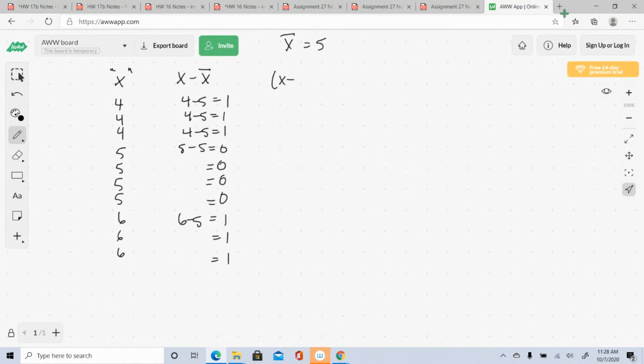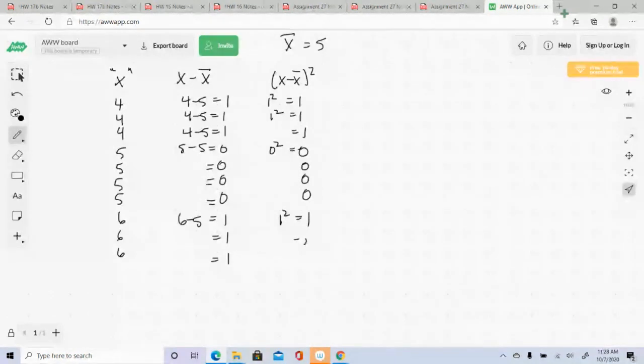Now we're going to take that and square them. So I'm going to take the 1 squared, which is 1, and so on. 1 squared is 1, 1 squared is 1. This is a little confusing because 1 times 1 is 1, so we're getting the same things. What about 0 squared? You're still getting 0. 1 squared, you're getting 1 again. So we're going to take the x values, subtract the mean, get those numbers, and then square those numbers.